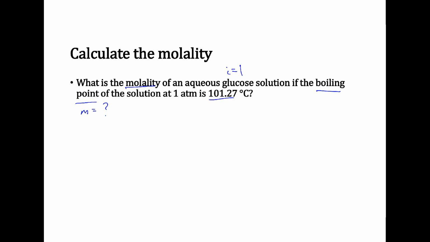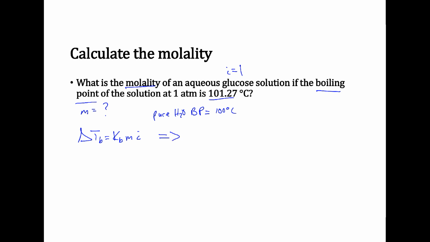This is the boiling point of the solution. So we can figure out the boiling point of pure water, which is 100 degrees Celsius. So now, let's go ahead and write down our equation. We know that delta T sub B is equal to K sub B times M times I. So we are trying to solve for the molality.